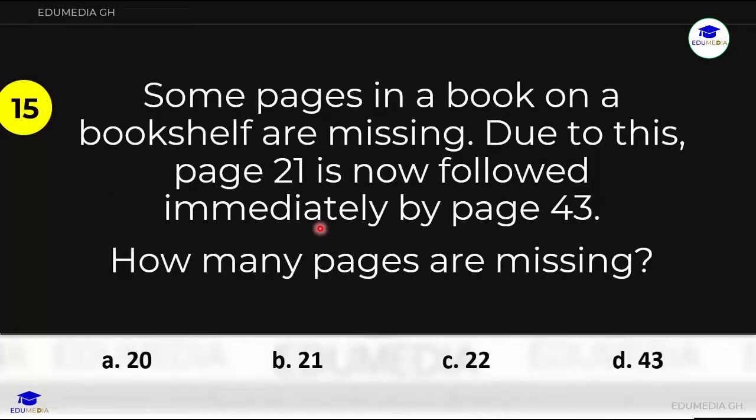Question number 15. Some pages in a book on a bookshelf are missing. Due to this, page 21 is now followed immediately by page 43. How many pages are missing?